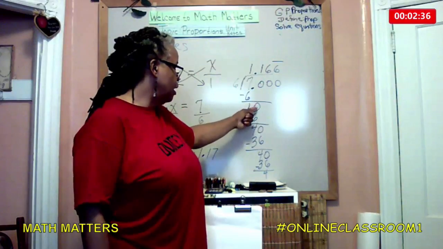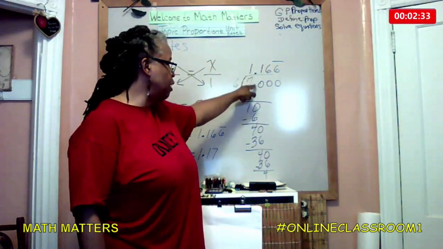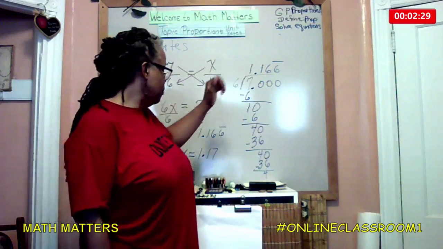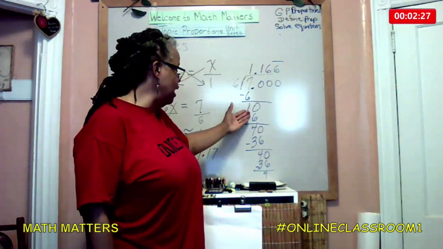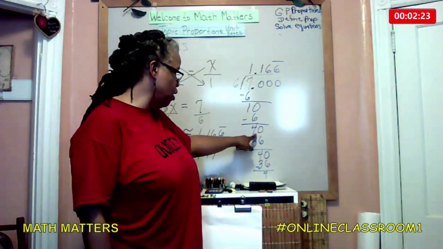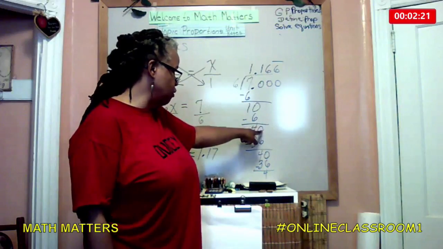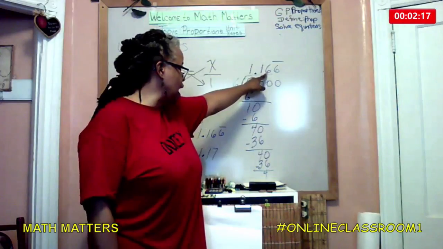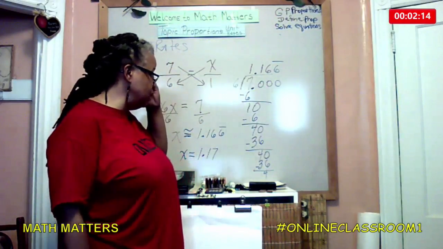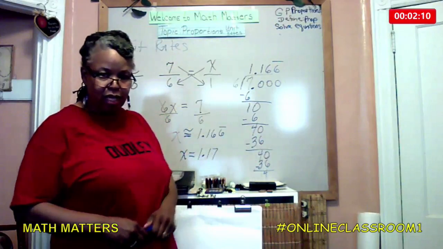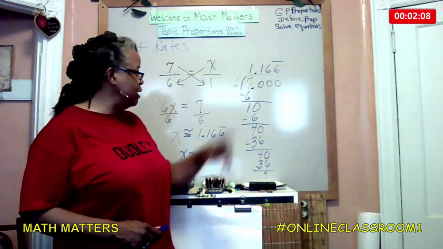Come down with the 1. Bring down our 0 after we put our decimal in its correct place. Okay? 6 goes into 10. 1 times 6 is 6. Come down with 4. Bring down another 0. 6 goes into 40. 6 times 6 is 36. Come down, and we realize that we're going to keep getting 40. We're going to keep getting the 6.